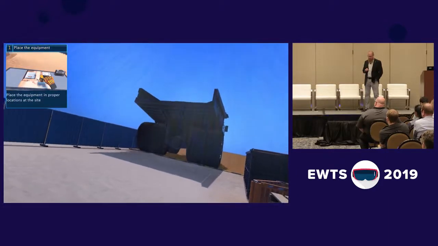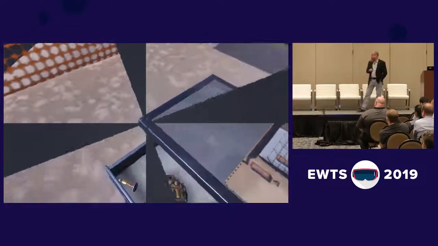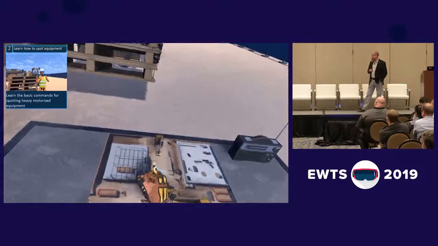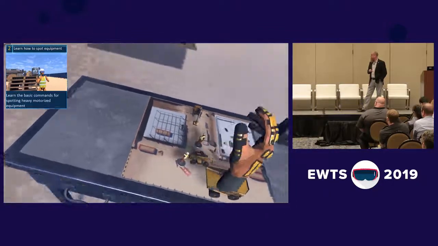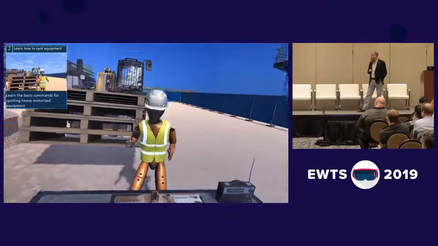We're not just being dramatic here. On site, things can approach you at speed with very little warning. That's why we use spotters. Pick up the two spotters and place them on the plans.